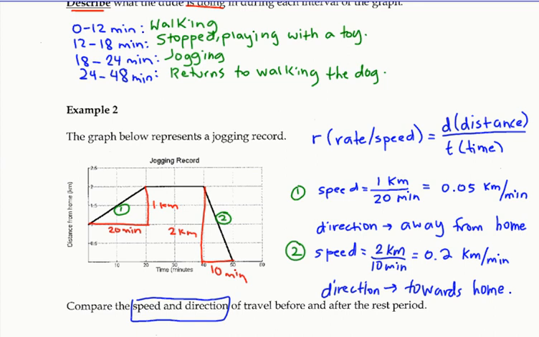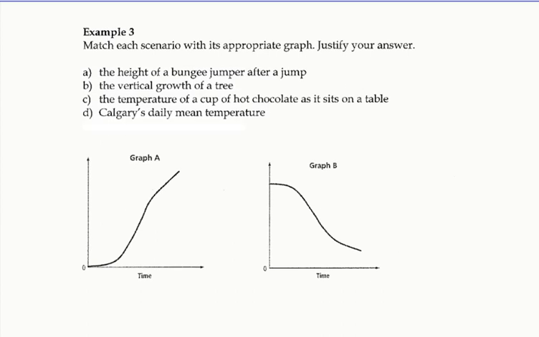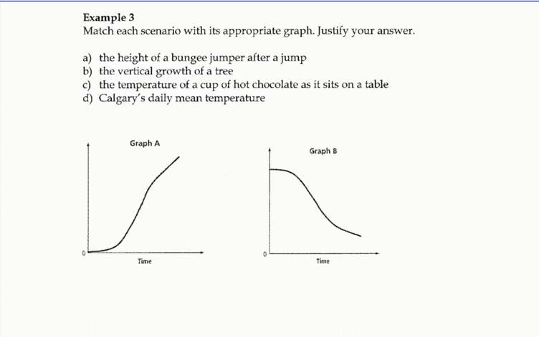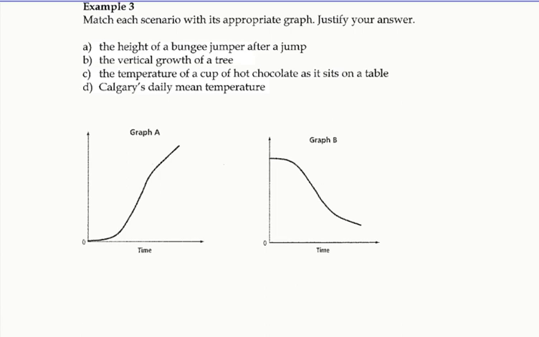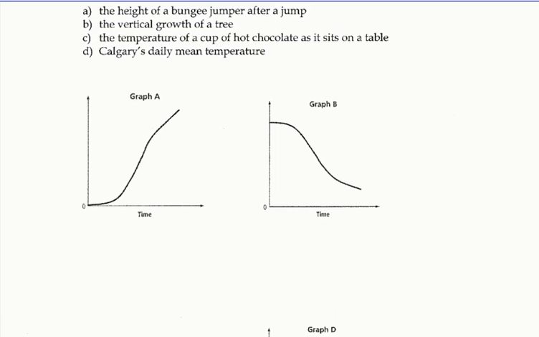On the next page are 4 scenarios and 4 graphs. Great quiz question. Match each scenario with its appropriate graph. So we have the 4 scenarios: the height of a bungee jump after a jump, the vertical growth of a tree, the temperature of a cup of hot chocolate as it sits on a table, and Calgary's daily mean temperature.